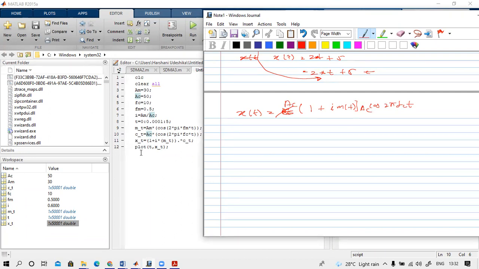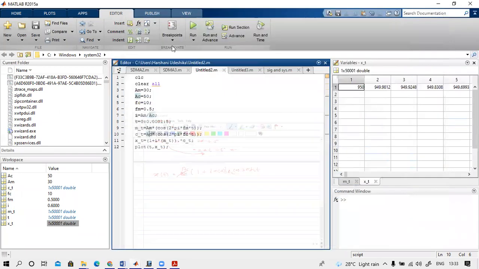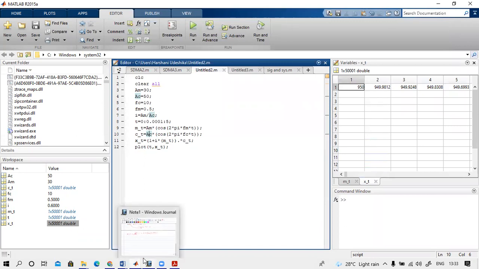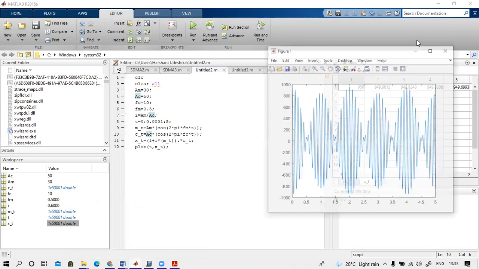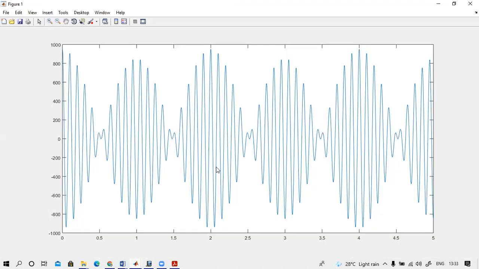Then if I plot x(t) with respect to t, I will get the modulated signal. So I will run this, and let's see what happened. This is the signal I get. So this is not actually the correct modulation. You can see that some distortion is here.